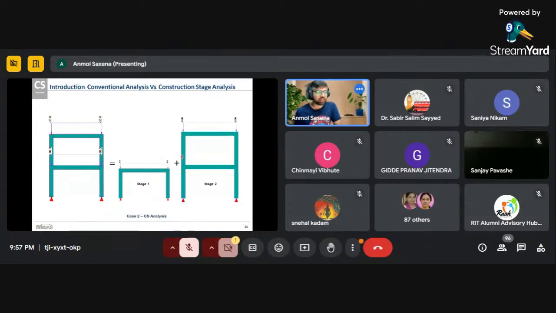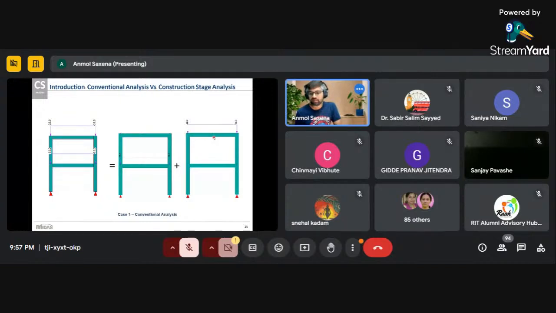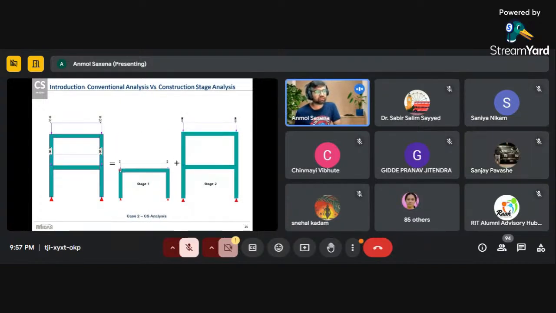Numerically, in the construction stage analysis, stage two is the same, but in stage one, the first floor is not activated. So the stiffness of the whole structure is totally different. That is why there is a difference in the results. When we club these two results, we get a value around 32, which we saw before in the previous slides, right? So this is construction stage analysis. If you miss it, there might be an adverse effect.